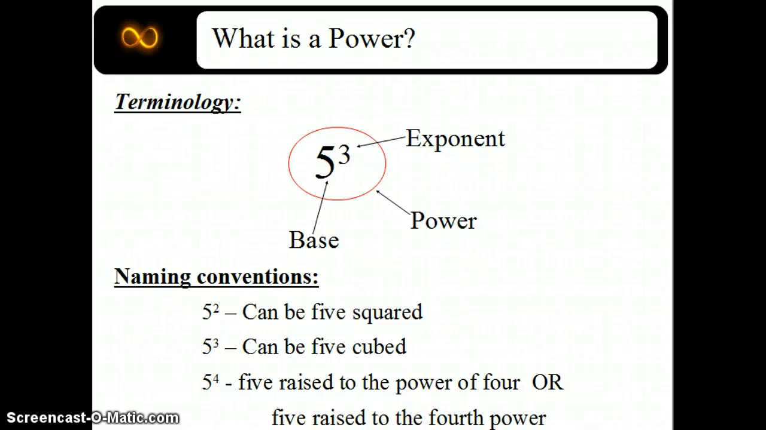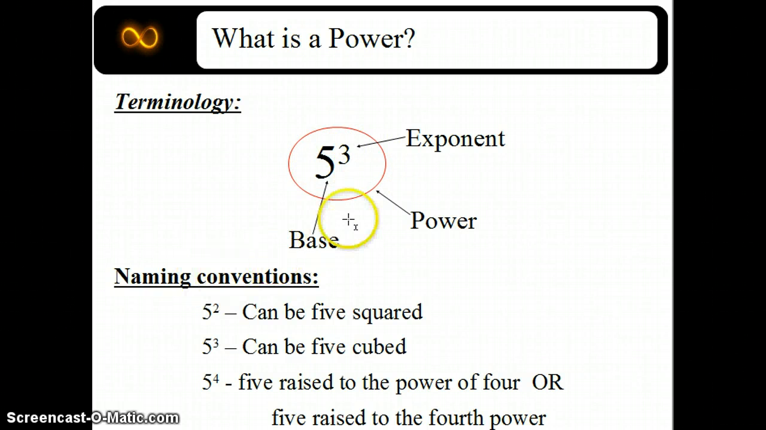In this video we're going to talk about what a power is. We're going to look at the different forms of powers, and we're going to look at what a base is. So a power is both a base with an exponent. The entire term is called a power.